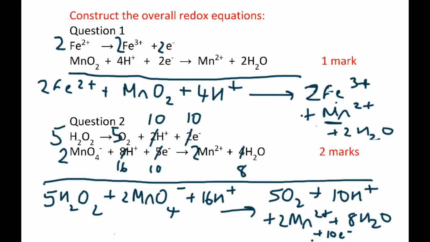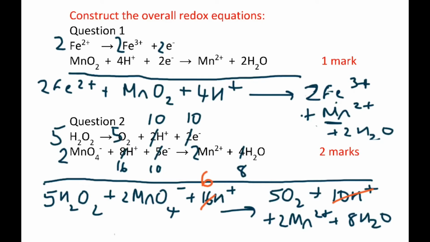Now this question has got 2 marks, because if you left your answer like that, you would only get 1 mark, because you have to cancel out the H+ ions. You've got 10 H+ on one side and 16 on the other, so cancel that down to 6H+. That's what you need to do to get the 2nd mark.